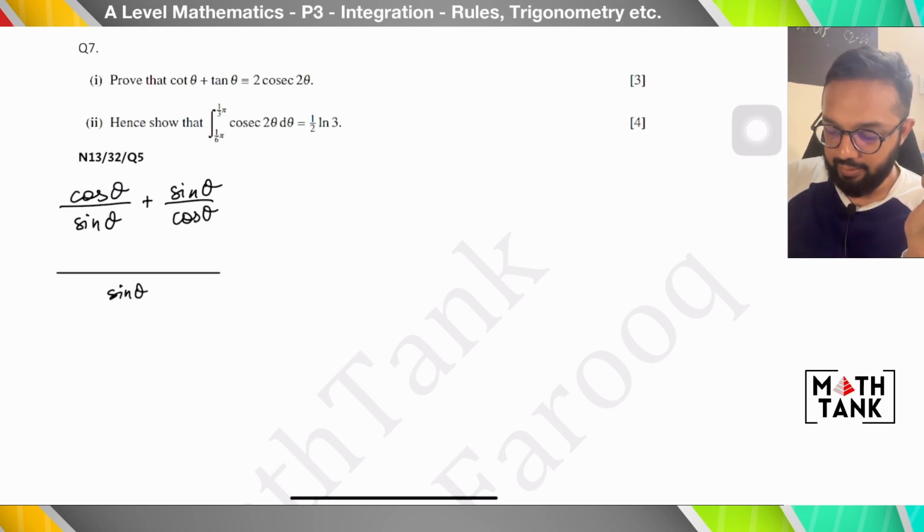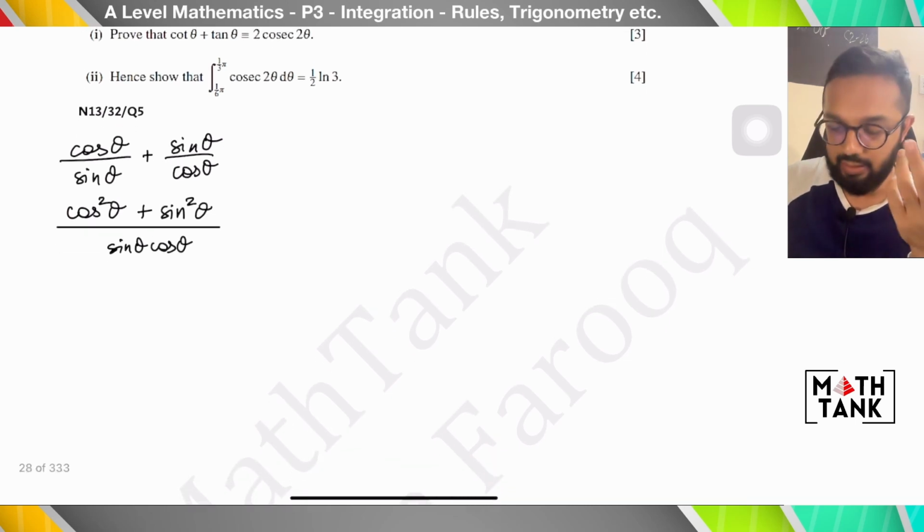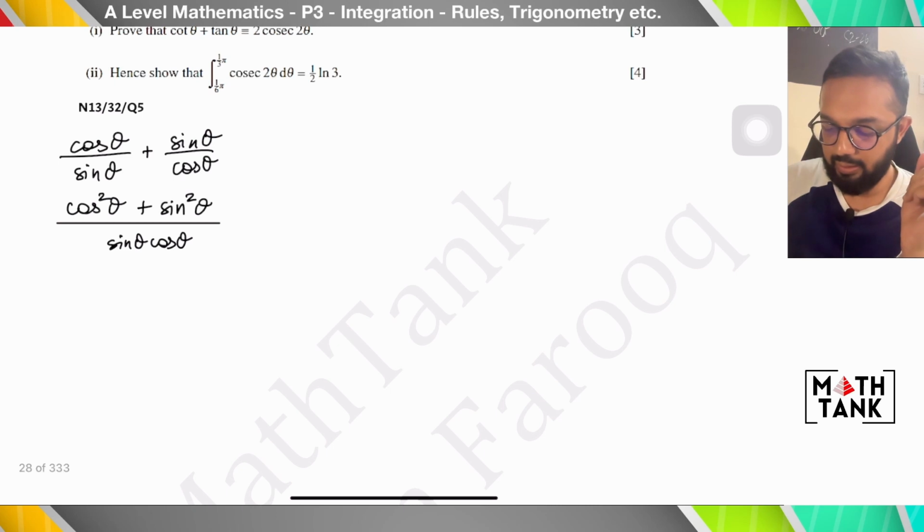So I have sine theta cos theta in the denominator. This becomes cos square theta because it gets multiplied with cos theta that was in the other denominator, and this becomes sine square theta because of taking an LCM as I did with the other cos square theta. This becomes 1 over sine theta cos theta.